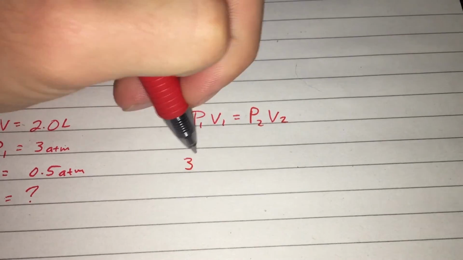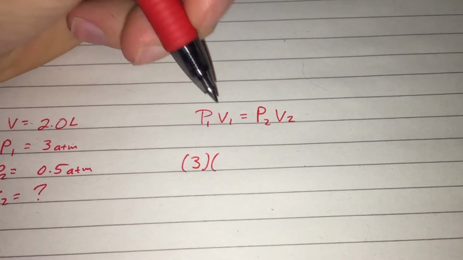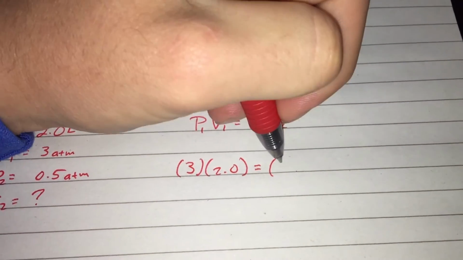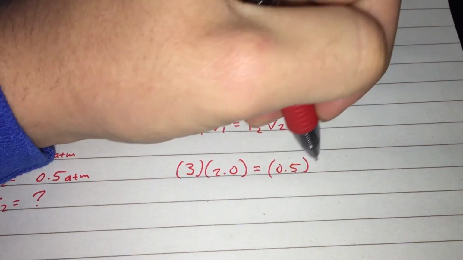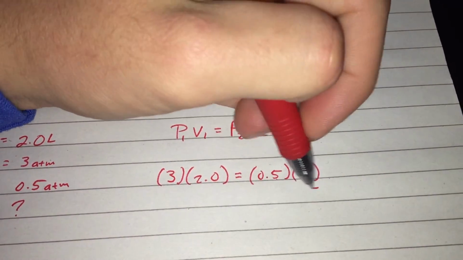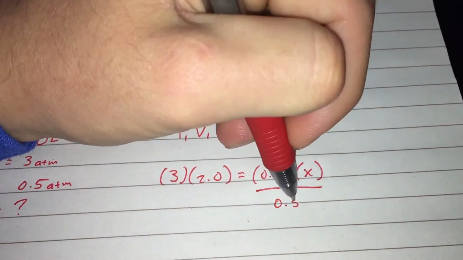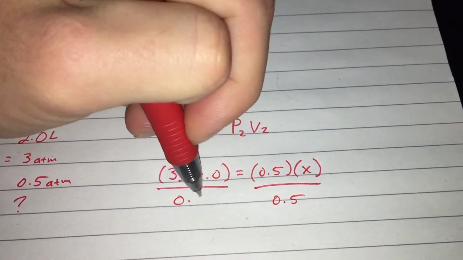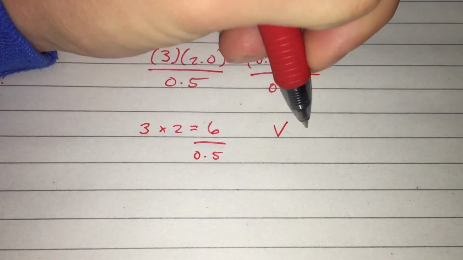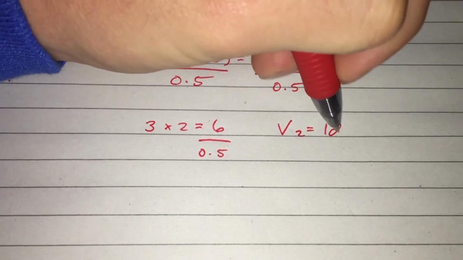First, we set up our equation where pressure 1 times volume 1 equals pressure 2 times volume 2. After that, we simply plug in our numbers to our equation. Our pressure 1 is 3 atmospheres, our volume 1 is 2 liters, and our pressure 2 is 0.5 atmospheres. Next, we solve basically like you would in algebra. We divide each side by 0.5 to get the variable alone. Once you get the variable by itself, you have finally found the answer for your volume 2.